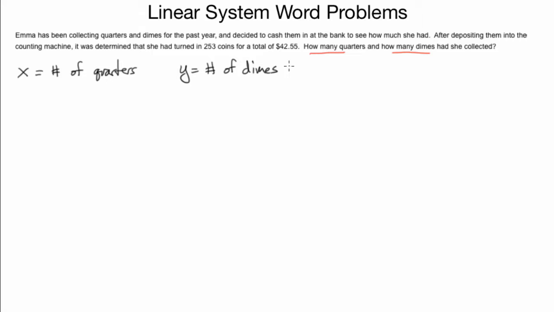Okay, now based on that, I can start to look over what I have in my problem in terms of variables, numbers of quarters, numbers of dimes. All right, what am I given here? I know that depositing in the counting machine, we have a total of 253 coins, and she made a total of $42.55 off of those coins. Those are the only numbers I'm given. But that's actually enough here. So let's start writing out my system.